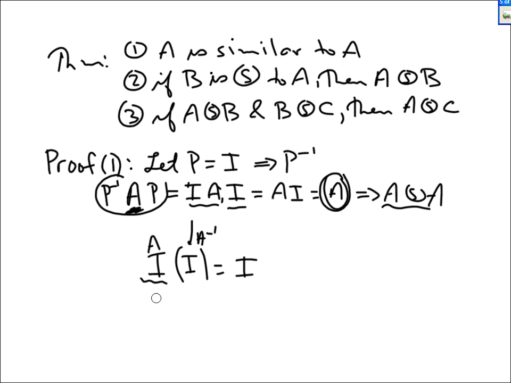Okay. Now we're saying if B is similar to A, then A is similar to B. So here's the proof for part B. Part 2.